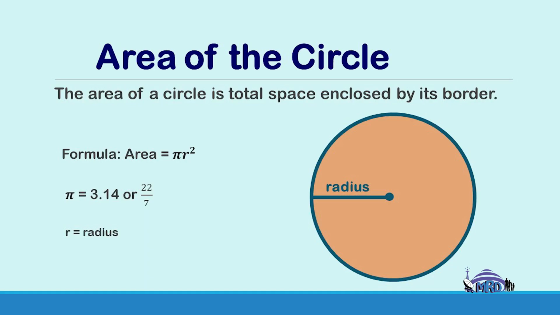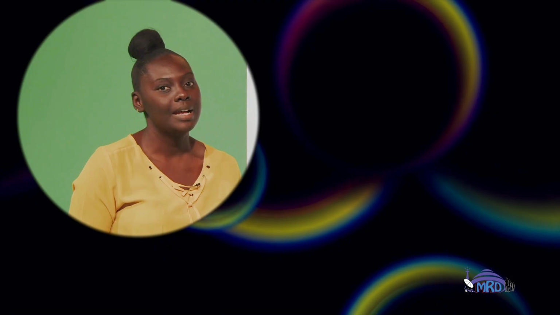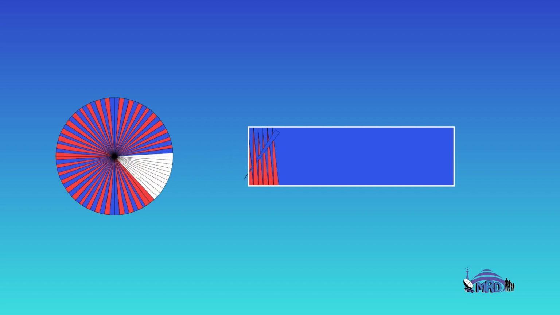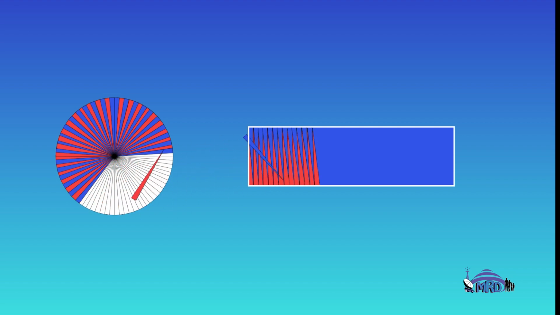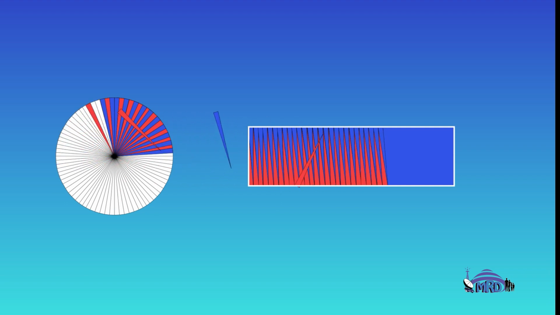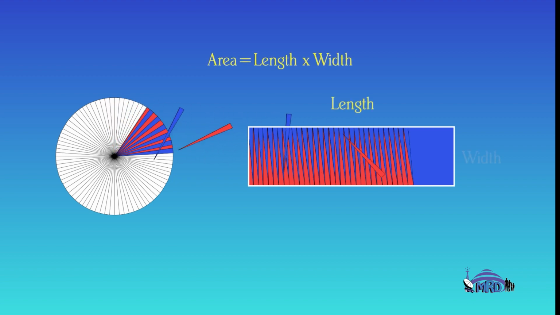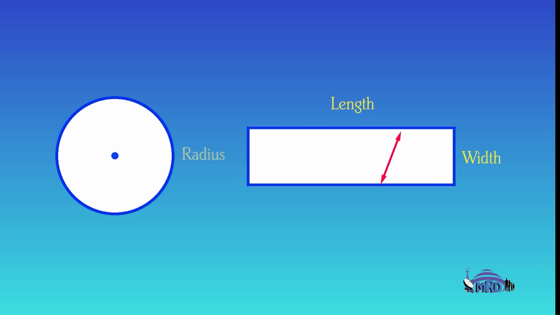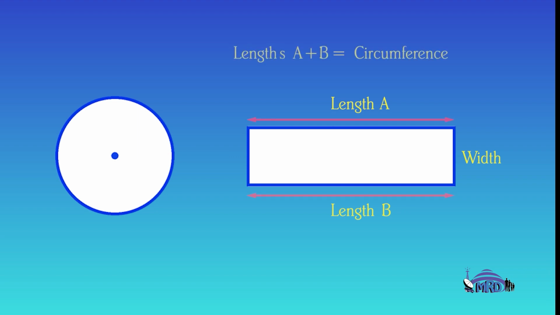Earlier, I looked at the formula for the area of the circle. Before the formula is used, look at this animated representation of how the area is calculated. If we cut our circle into small enough sectors, we can form a rectangle. Remember, the area of a rectangle is length times the width. When our sectors form the rectangle, the width is the measure of the radius. The length, however, is represented by the circumference of our circle.